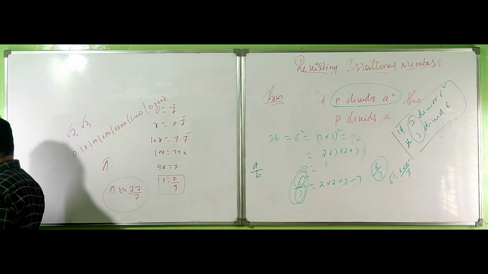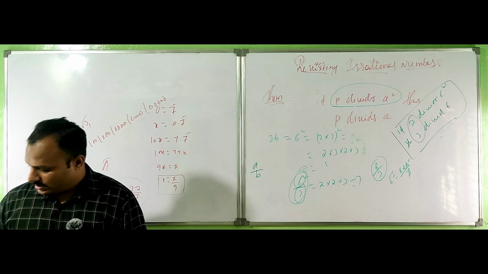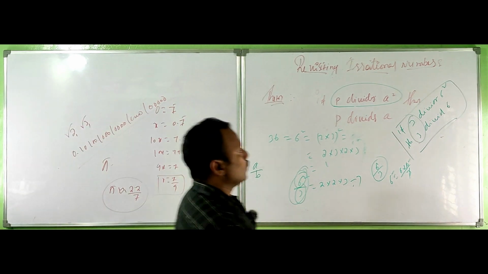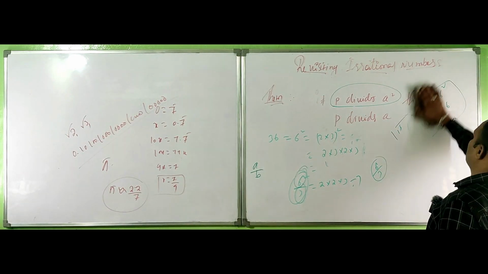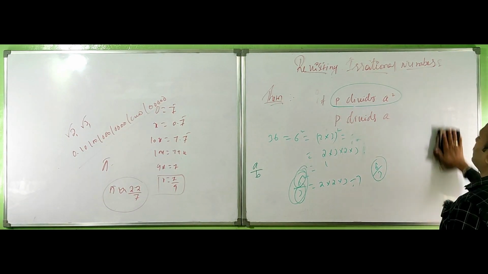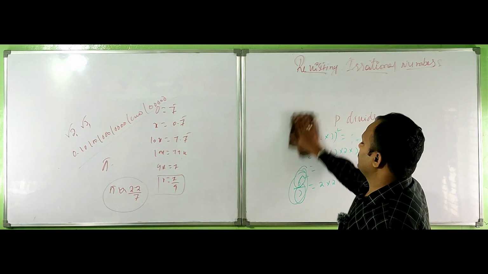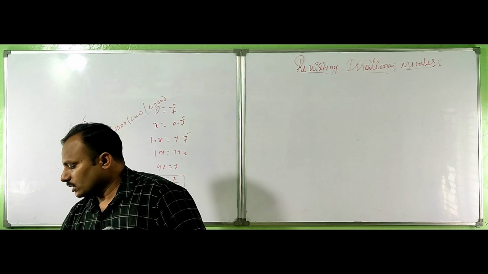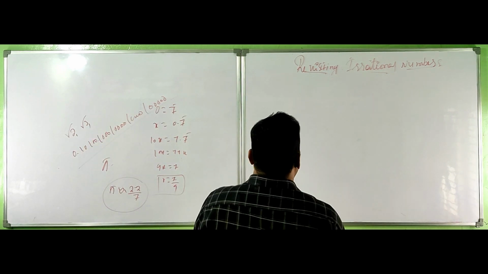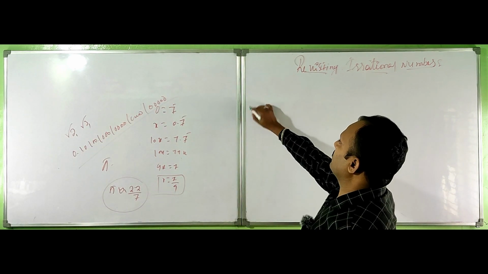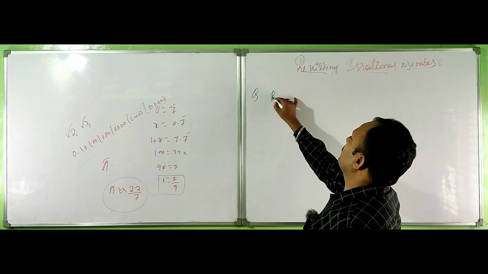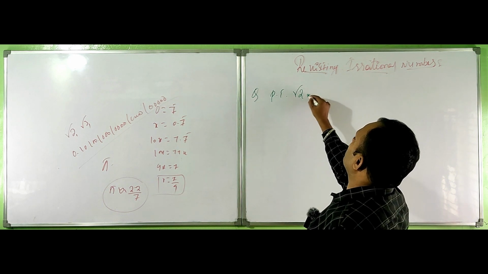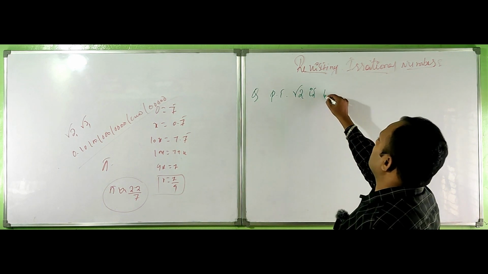There are two concepts only. Let's see. Prove that root 2 is an irrational number. How to prove that root 2 is an irrational number? By the contradiction method, right? Prove that root 2 is irrational.